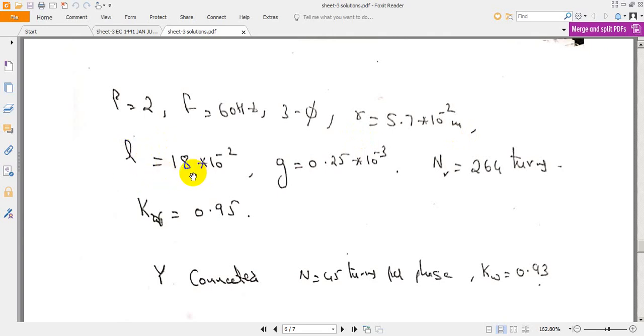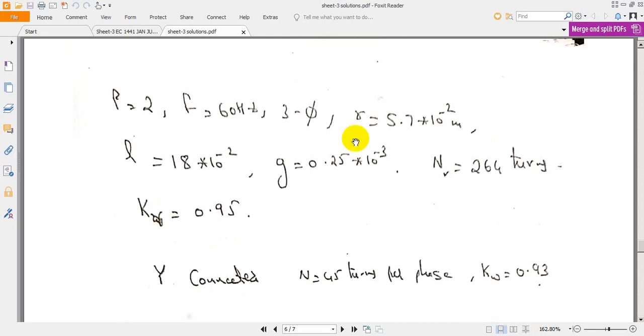Length is equal to 18 into 10 power of minus 2 meters. Air gap is equal to 0.25 into 10 power of minus 3 meters. NR is equal to, this is rotor information, number of turns in the rotor, 264 turns, and rotor winding factor KR is equal to 0.95.